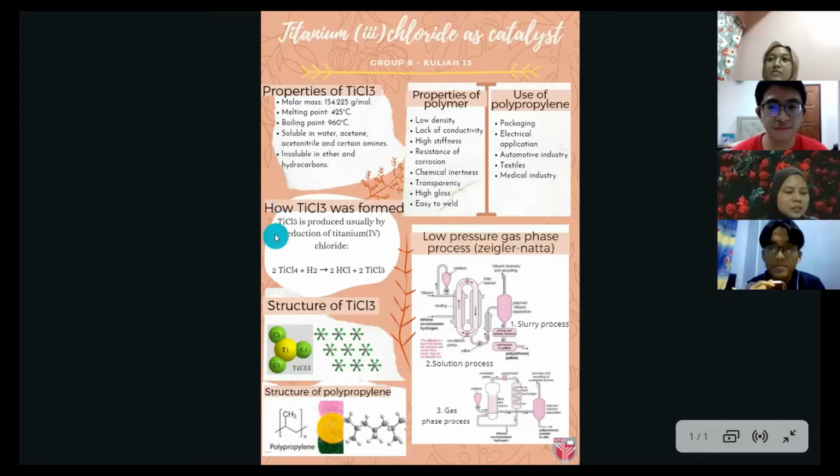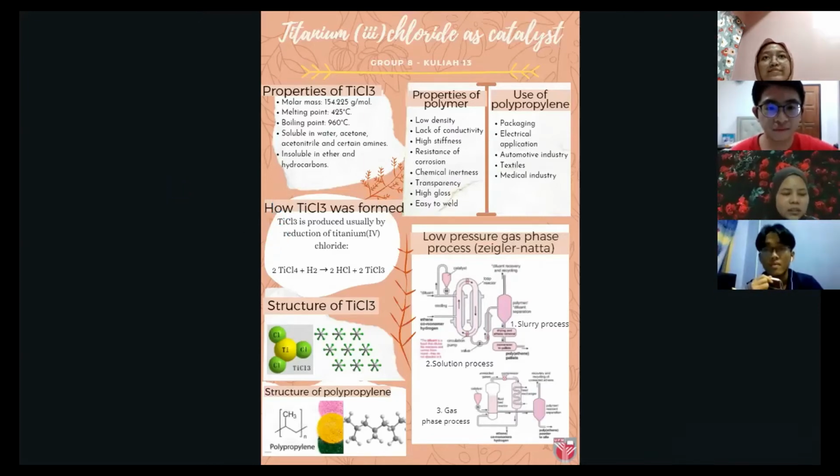Is there any question or do you guys not understand about this subtopic? NAUFAL, can you please explain more about the chemical equation when titanium trichloride is formed?